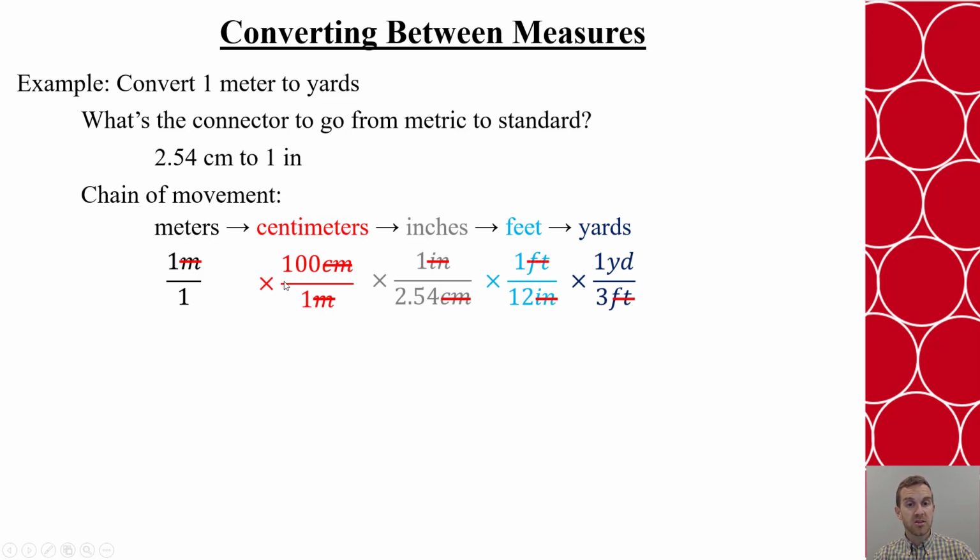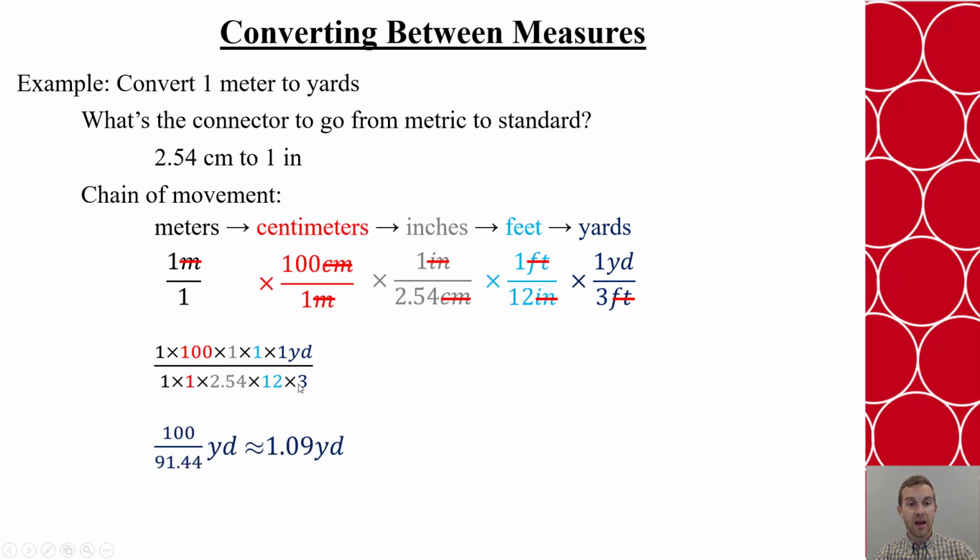And now I can put this all together. I have 1 times 100 times 1 times 1 times the 1 yard. It's the only unit left. And I want to put it there so I know unit in the numerator is what I want. Denominator, 1 times 2.54 times 12 times 3. I simplify this, and it comes out at approximately 1.09 yards. So 1 meter is about 1.09 yards. So a meter is a little longer than a yard, even though that's a common ballpark estimate that we use a lot of times.